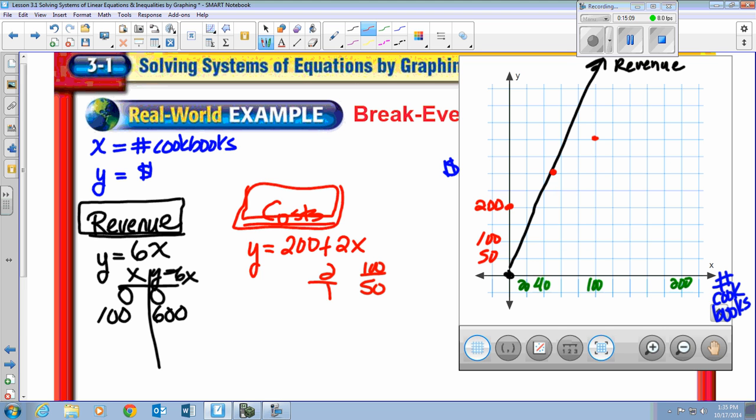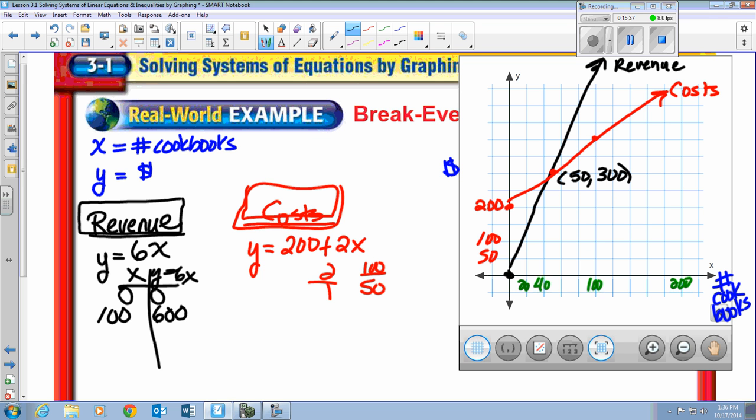Here's 50. I've got to be real careful when I'm drawing that. So here's the line. Oh, my board is not calibrated. These are my costs. Now, if I do a break-even analysis, exactly where they touch, my revenue and my cost are equal. So right here, at this point, this was 50 cookbooks and $300, right? So when I sell 50 cookbooks, I make $300 in revenue and I have $300 in expenses.